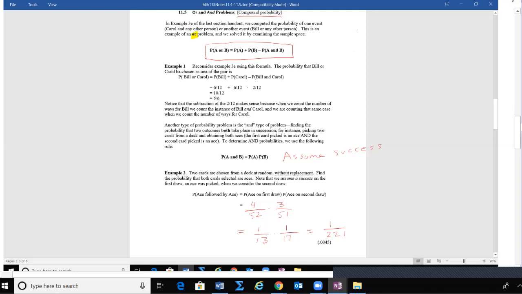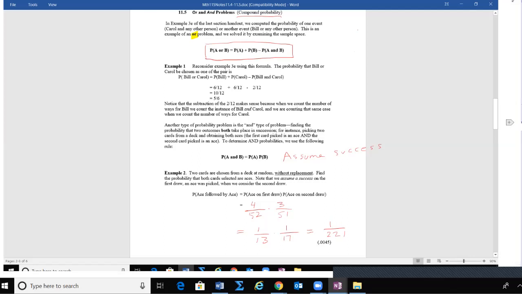Now, the probability of Bill or Carol turns out to be the probability of Bill plus the probability of Carol minus the probability of Bill and Carol. Why do we need to subtract that off? Well, when you calculate the probability of Bill, you will inevitably, if it's possible, be counting in pairs. You might be counting Bill and Carol. Then when you calculate the probability of getting a Carol, you might also count a Carol with a Bill, which you already counted when you calculated the probability of Bill.